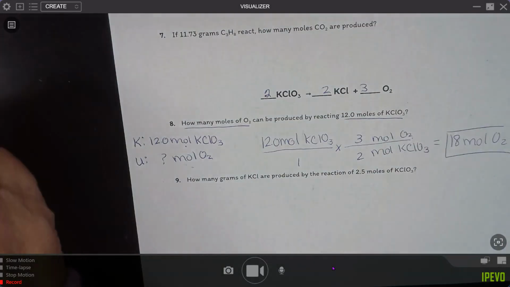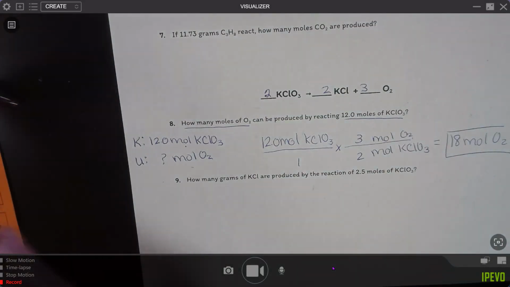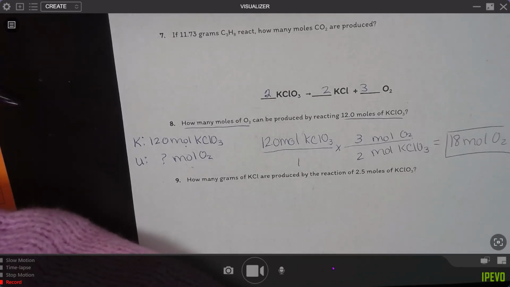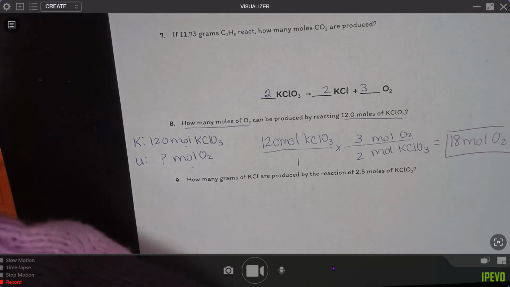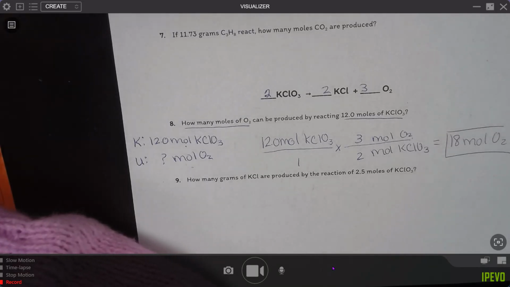Okay, so hopefully that helps you get a good look at how we solve these stoichiometry problems, how many different types of problems we can solve if we use our mole map to direct us where to stop and where to start.